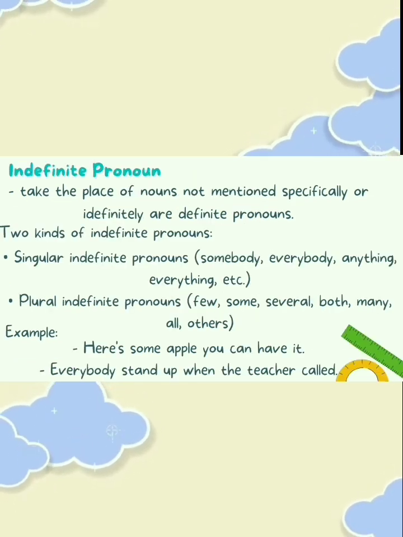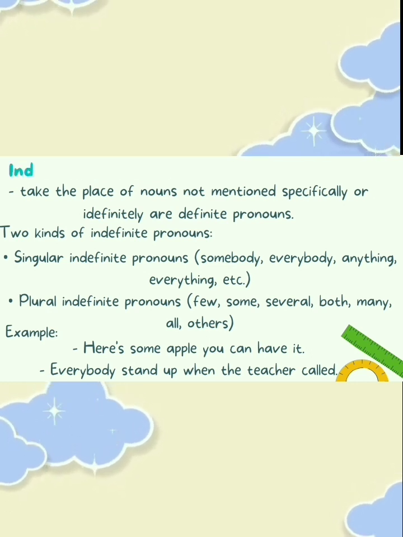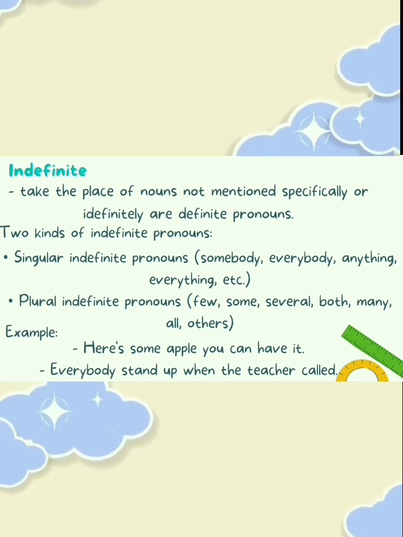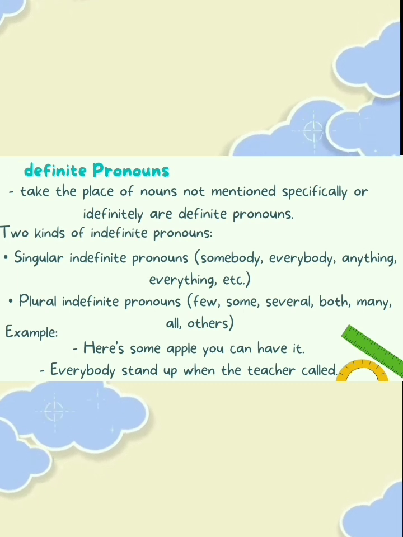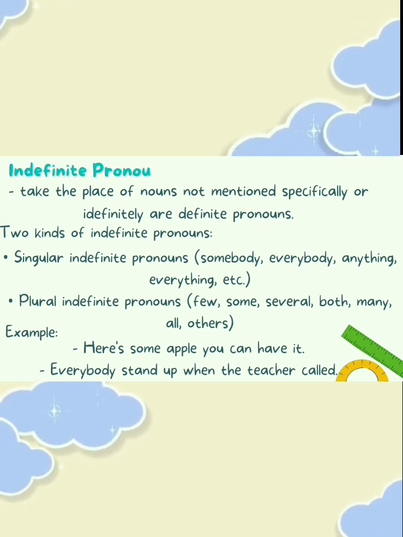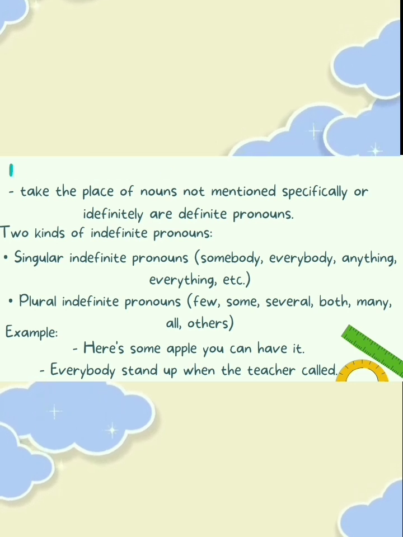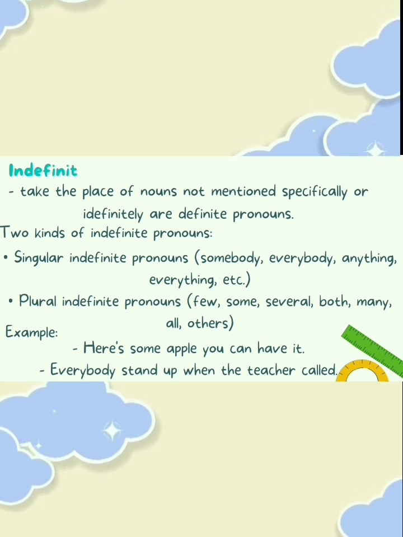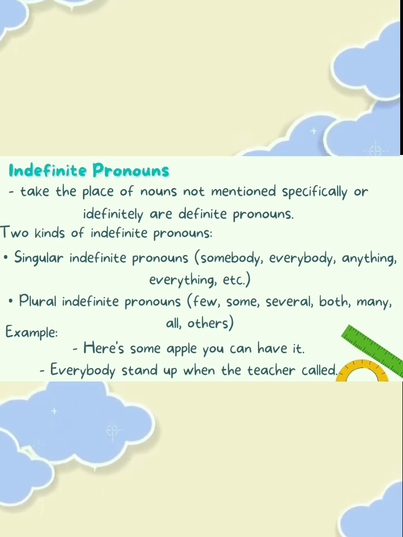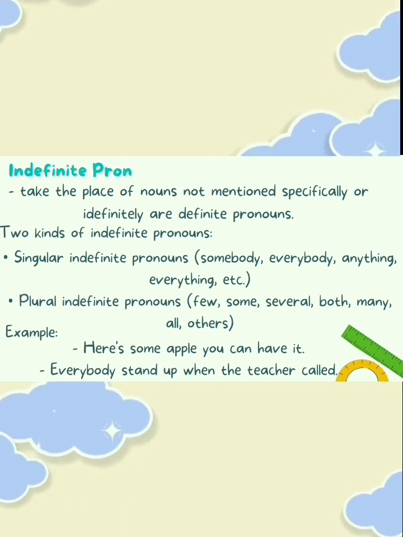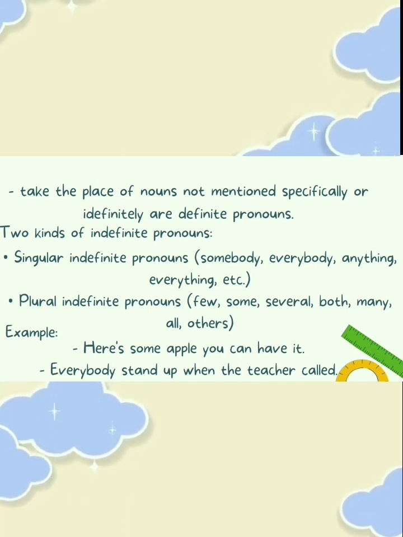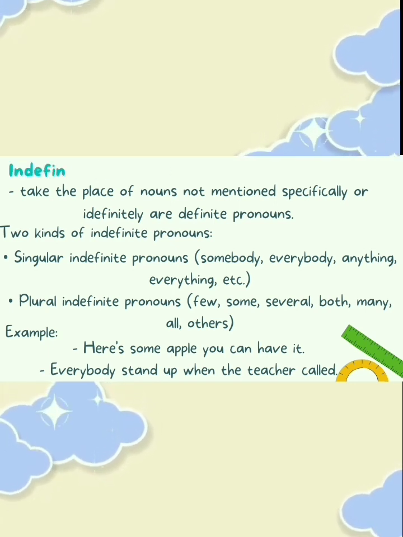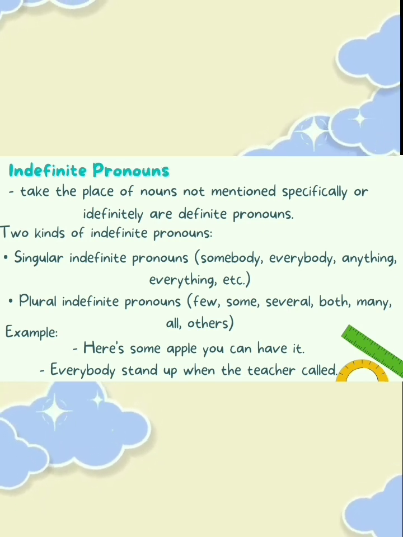Indefinite pronouns take the place of nouns that are not mentioned specifically or definitely. There are two kinds of indefinite pronouns. Singular indefinite pronouns: somebody, everybody, anything, everything, and etcetera. While plural indefinite pronouns: few, some, several, both, many, all, and others. For example, here's some apple, you can have it. Everybody stand up when the teacher called. Some and everybody are our indefinite pronouns because we cannot specifically mention or identify how many apples or people are in there.